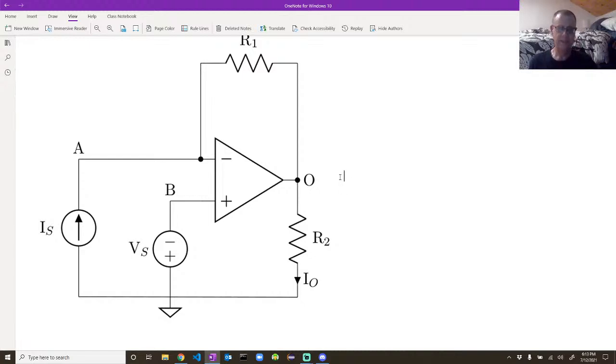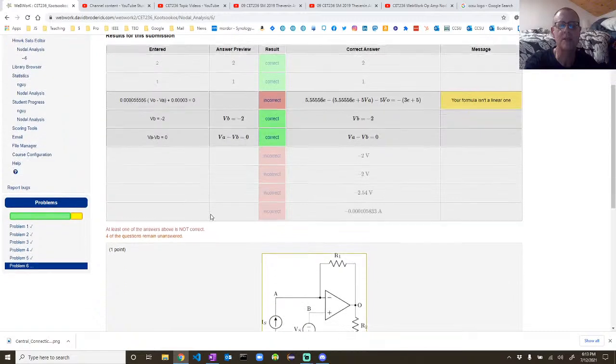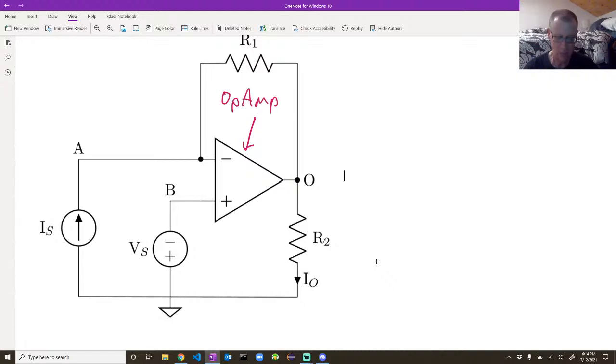Right, so this is the circuit out of question, I think it's question 6, is that right? In nodal analysis? Yeah, question 6 in nodal analysis. And it's a little different because it has that big triangular thing in the middle. That big triangular thing is either an op-amp or an operational amplifier.